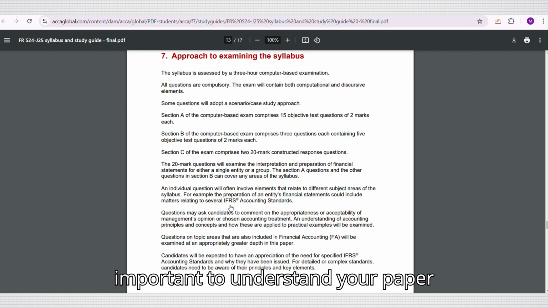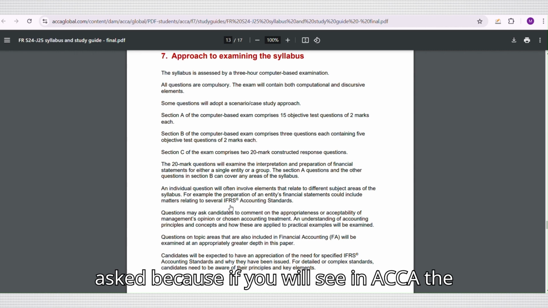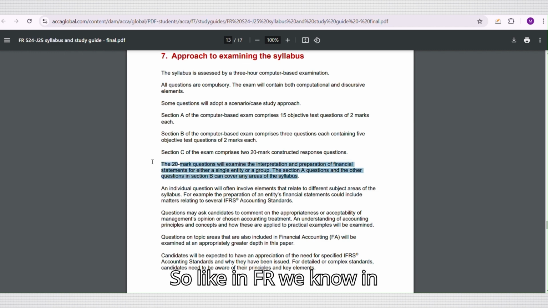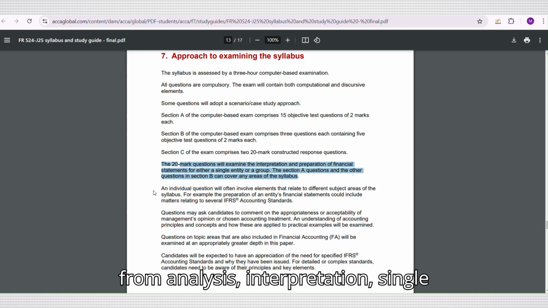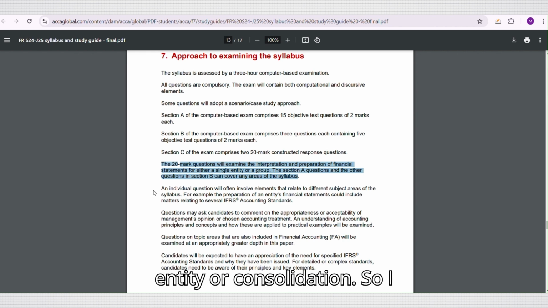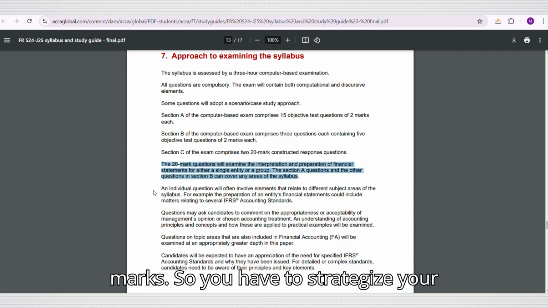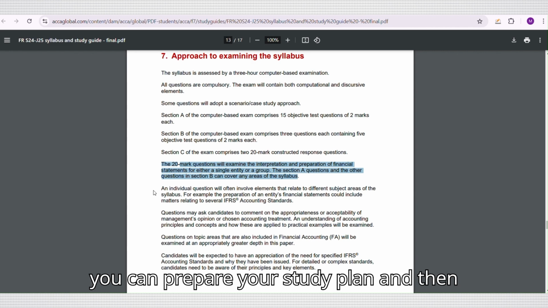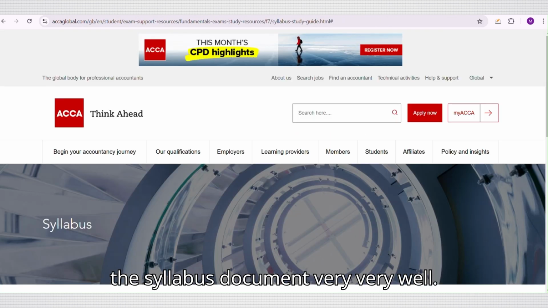Then very important to understand your paper pattern, to understand what is going to be asked, because if you will see in ACCA, the examination pattern is kind of standard. So like in FR, we know in section C, 20 marker question will come from analysis, interpretation, single entity or consolidation. So I know 3 chapters I need to focus to get 40 marks. So you have to strategize your study based on the exam pattern. So first decode the exam pattern and then you can prepare your study plan and then study accordingly. So please go through the syllabus document very well.